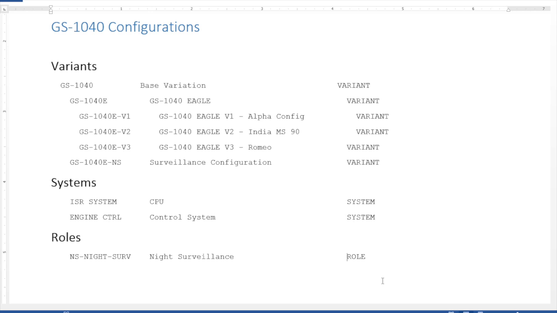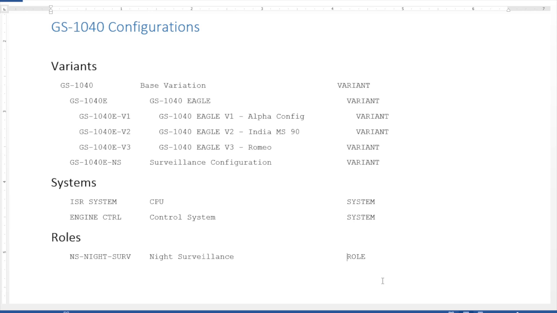The demo is very dependent on the data that we're using. So I'm going to be showing data in various different formats to help visualize what's really going on here. This is just a Word document that outlines the various configurations in use. So I've created this model called a GS1040, which is a completely fictitious aircraft model. And obviously there's a base variation at the top. And then I've created this 1040E variant, which is non-abstract, and broken that down into three separate sub-variations, V1, V2, and V3. And I've also created this night surveillance configuration, which is the -NS. So that's my set of variants.